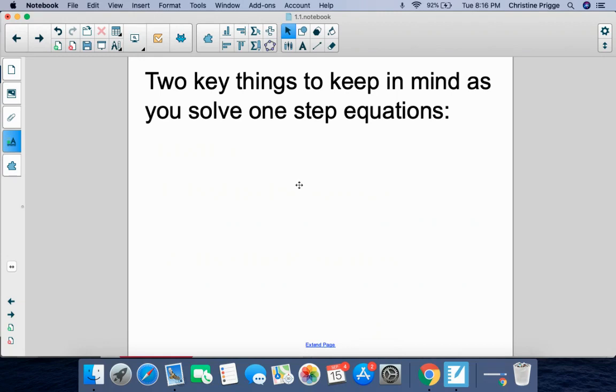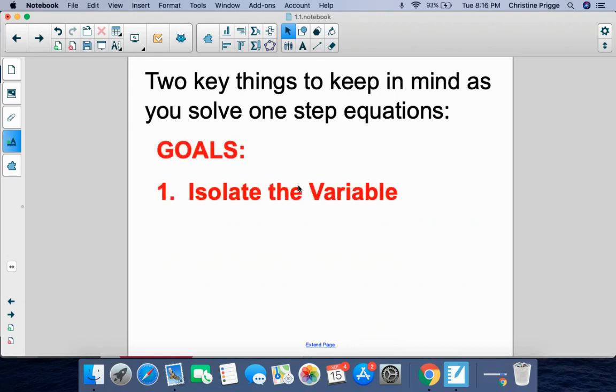This is kind of a review from last year. So you have 2 goals, really. The first is to isolate the variable. And what do I mean by that? I mean that you need to get the variable all by itself, all alone on one side of the equation. I like to say make the variable lonely. I know it's a sad, sad thing, but we want the variable lonely so we know the value of it.